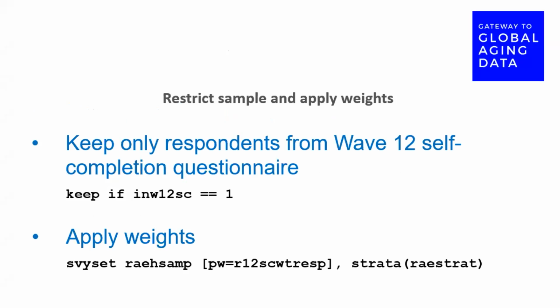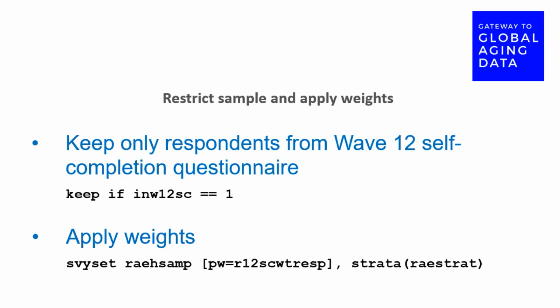The next step is we're going to actually limit that data a little bit, because we have so many individuals across all of the waves, and we're only going to be looking at people who were a part of Wave 12. And actually, not even all the people who were just part of Wave 12, but people who were part of the Wave 12 self-completion questionnaire, so that's only half of the full Wave 12 sample. So we're only going to keep those individuals because that's where we're getting these important variables that we're using for this analysis.